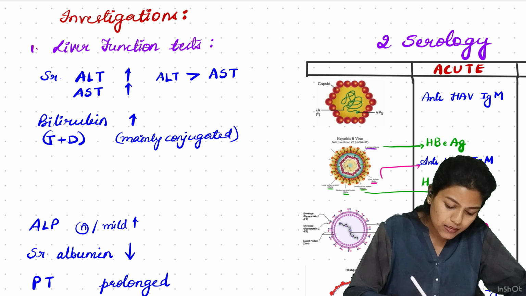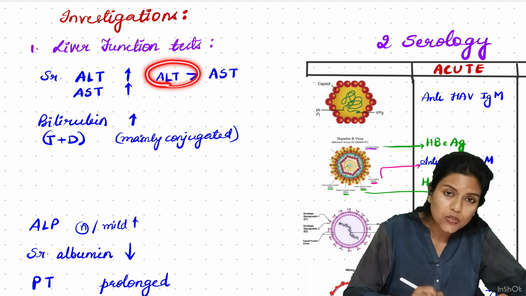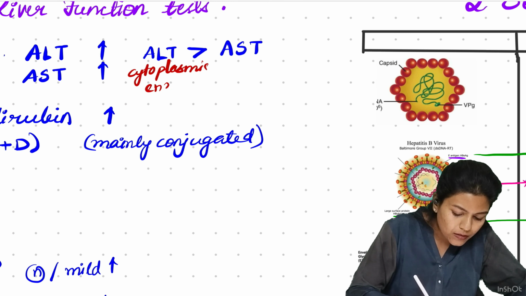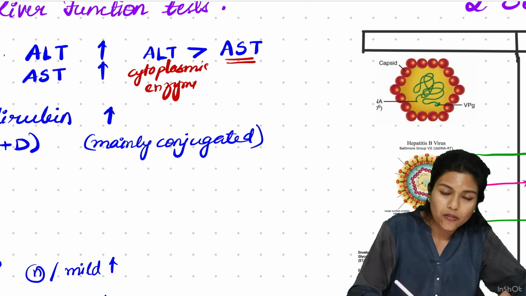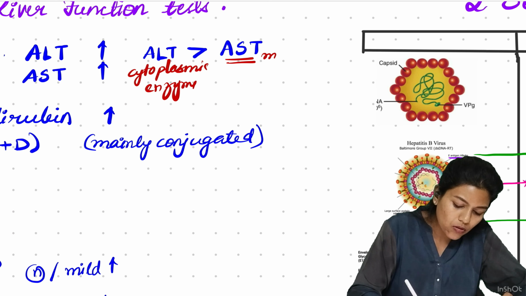Why? Alanine is a cytoplasmic enzyme, whereas AST is more profound in mitochondria. Therefore, in alcoholic hepatitis, AST will be more than ALT.